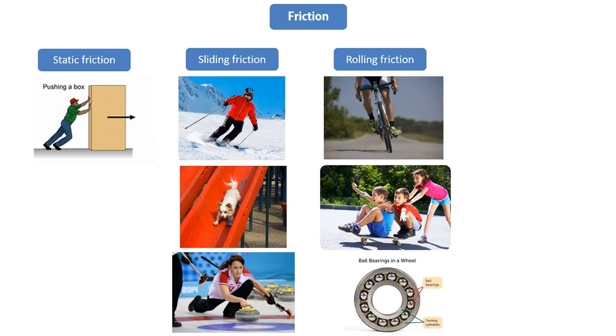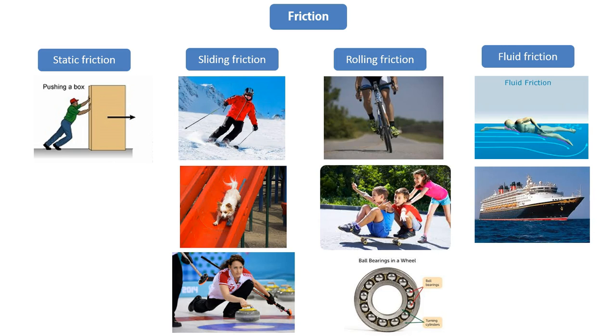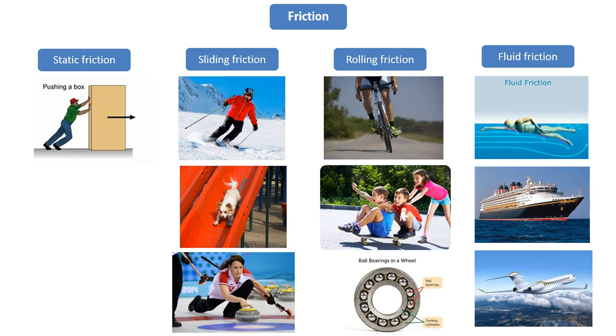Rolling friction occurs with round or spherical objects. It is much less than sliding friction. This fact accounts for why ball bearings are used wherever possible in machines. Finally, we have fluid friction that occurs when an object moves through a fluid, such as water or air. Friction is not a real force like gravity or electromagnetism, but rather a resistance to motion.